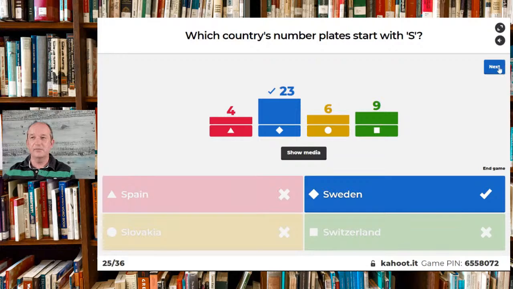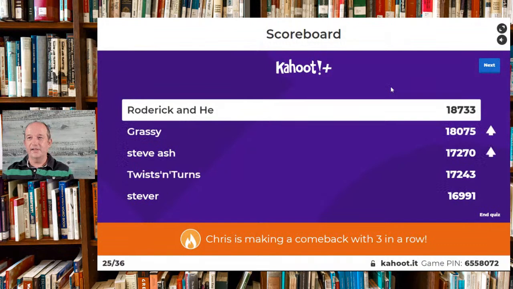All right, let's see what that's done to the scoreboard. Roderick and Helen are staying in first place, Grassy into second, Steve Ash, Twist and Says and Steve, well done. Chris is making a comeback with three in a row. Neil Ralph, that's a crawl, but you beat me to it. I did wonder that, but I didn't like to say it.